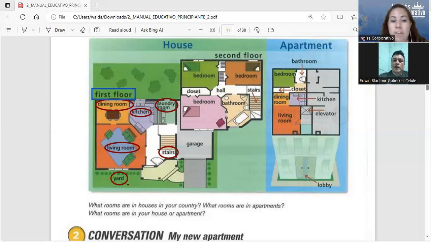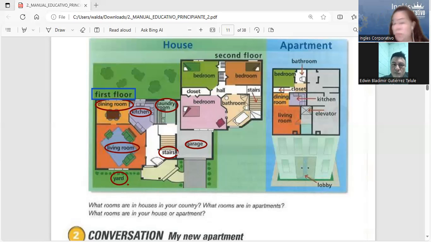Oh, wait a second, I forgot. Before we go on to the stairs, to the second floor, we've got to talk about the garage. Garage. Yeah, so the garage is where you have the car. Where you put the car, usually. All right. So now let's go up the stairs.